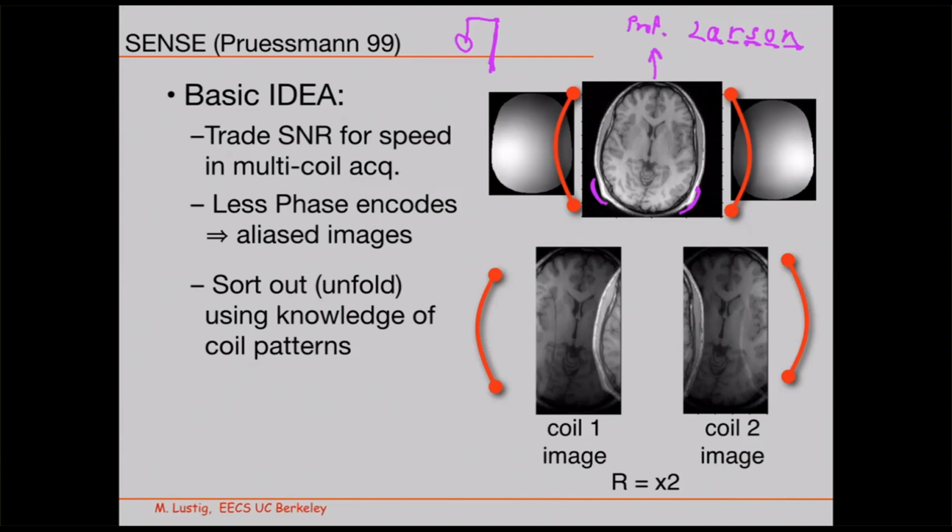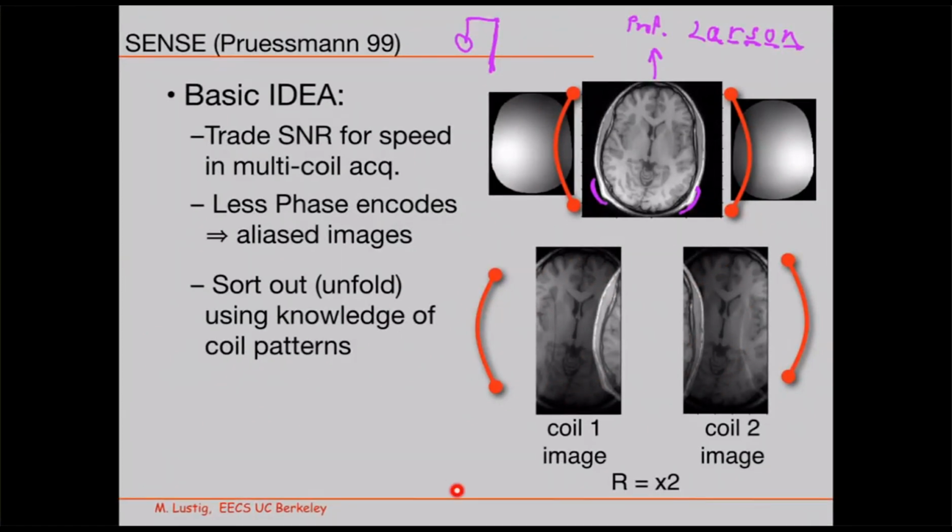Anyhow, so here's the idea. If you image, this is the sensitivity of the coil from this direction. This is the sensitivity from the other coil. I'm only showing, by the way, the magnitude of the sensitivity, not the phase. There is also phase associated with the sensitivities. Now when you skip phase encodes, the image that you get from the left coil will give you this aliased image. The image that you get from the right coil will give you this aliased image. So it's two different aliased images.